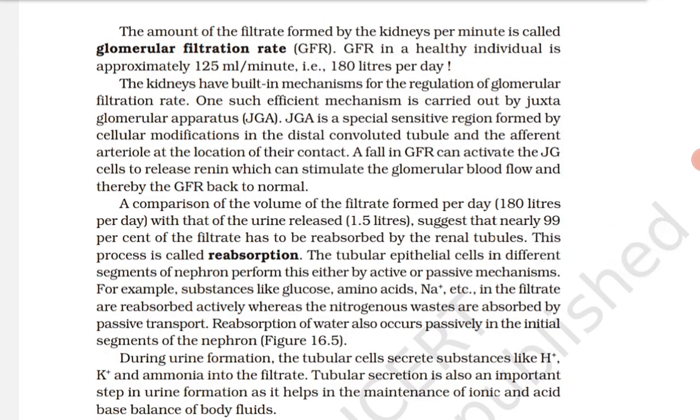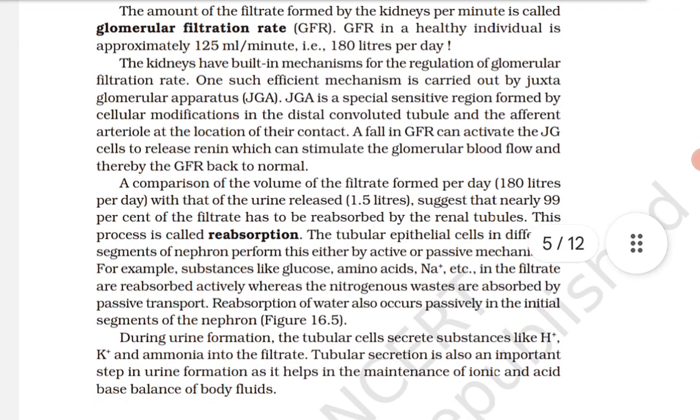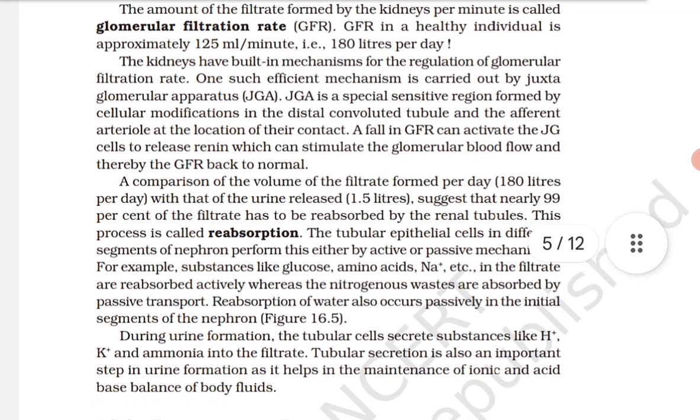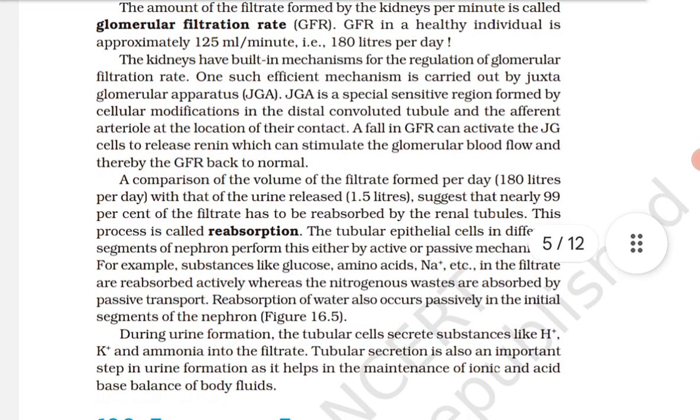One such efficient mechanism is carried out by the juxtaglomerular apparatus, that is JGA. The JGA is a special sensitive region formed by cellular modifications in the distal convoluted tubule and the afferent arteriole at the location of their contact. A fall in GFR can activate the JG cells to release renin.